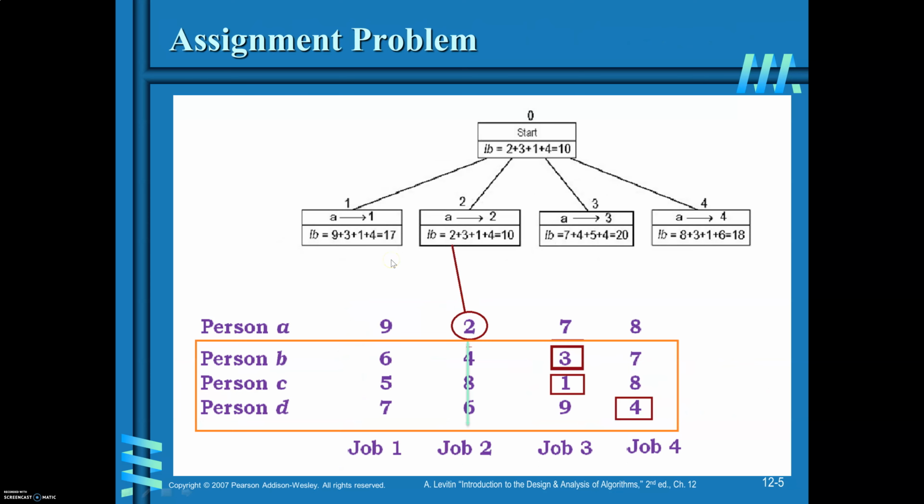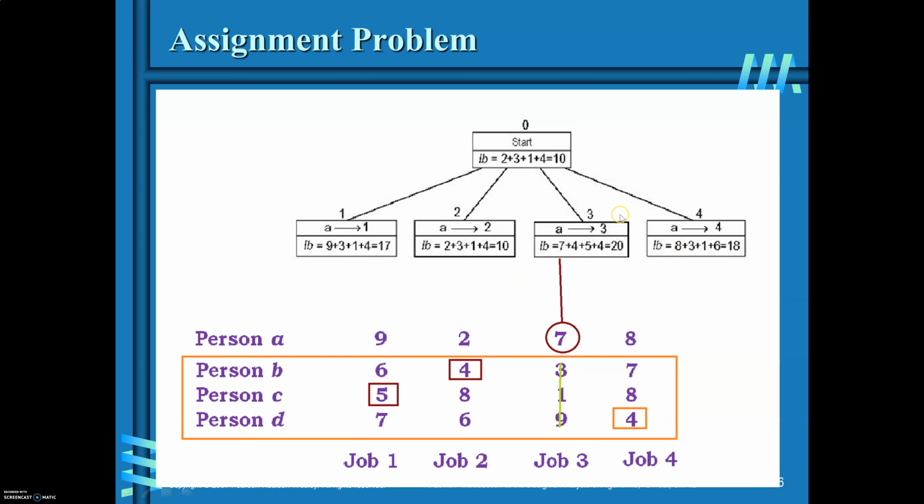Then in this case, person A is assigned job 2. So strike out the second column. The row minimums here are 3 and 1, then 4. So the total value is 10. This is the lower bound when person A is assigned job 2.